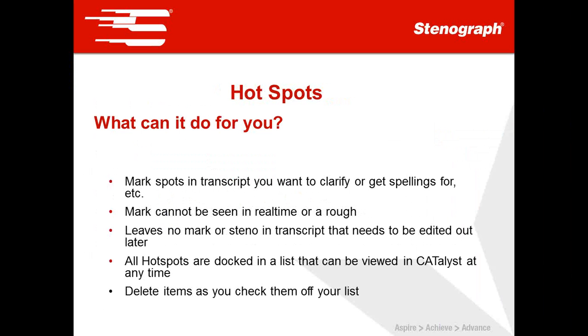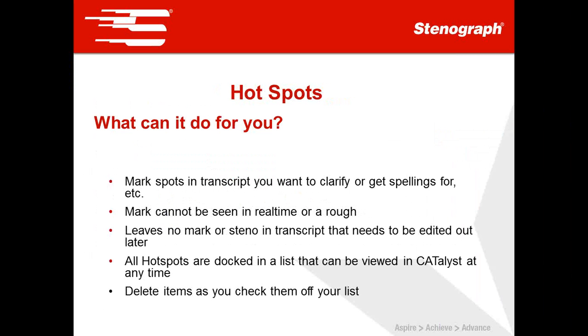Some of us have a stroke that we write, like check, check, or maybe check with an asterisk. Others use the mark button on their writer. Either method puts a steno stroke or translated English into our file that we can then search for to find the spot that we want to check. The downside of these methods is that it does put a mark in your transcript that the judge or attorney can see in real time or in a rough. And it's also just one more thing that you have to take the time to edit out later.